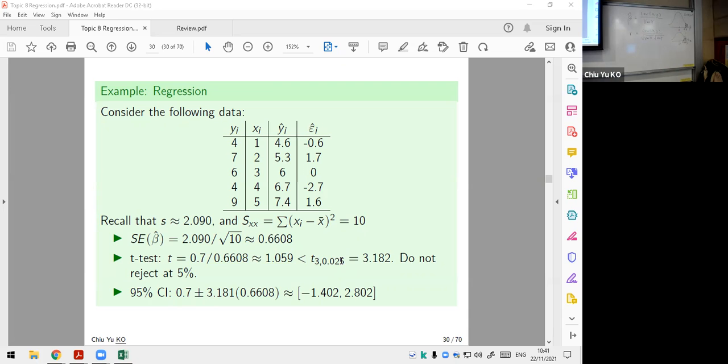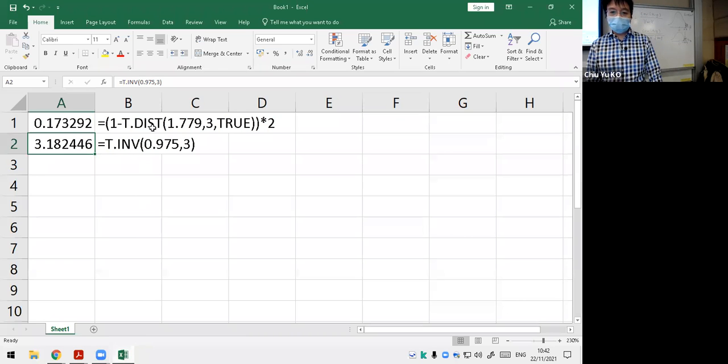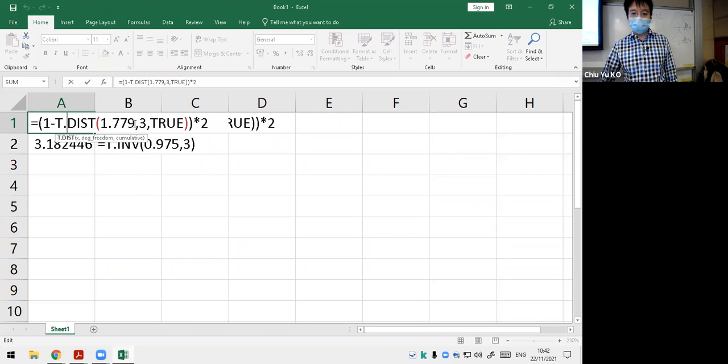We want to know this area, and we know this area is going to be, look at the t, basically the same thing. You replace 1.779 with 1.095. So that's the same formula here, but instead of this, you have 1.095. Because this calculates the left-hand side, 1 minus the right-hand side, because two-tailed, multiplied by 2. So you can calculate the p-value.